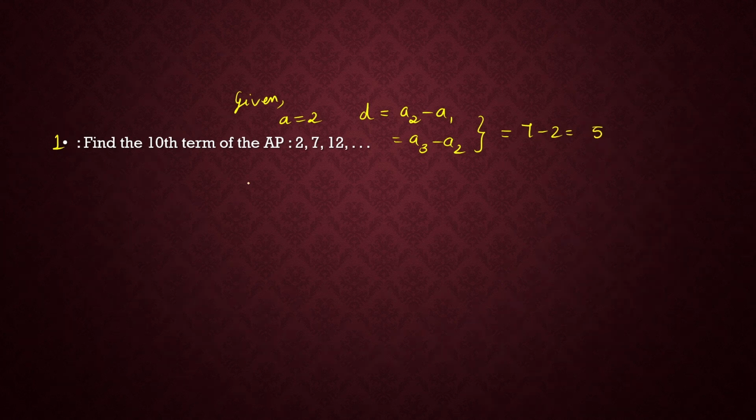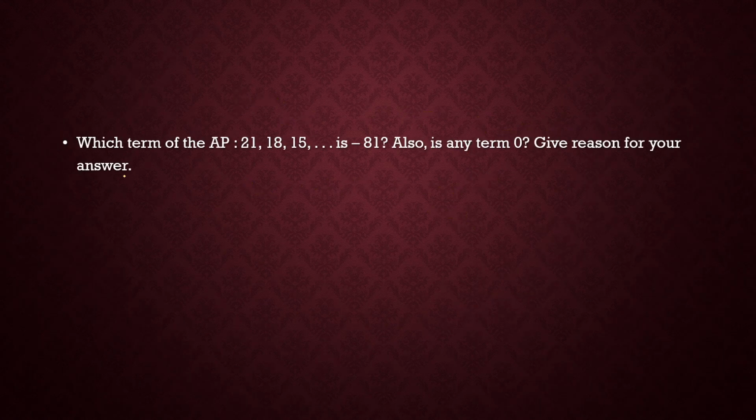Now what are they asking in the question? They are asking the value of A10. And we know that A10 is nothing but A plus 9 into D. That is equal to 2 plus 9 into 5. 9 5s are 45, 45 plus 2 is 47. That's it. Very simple. Now, next question.